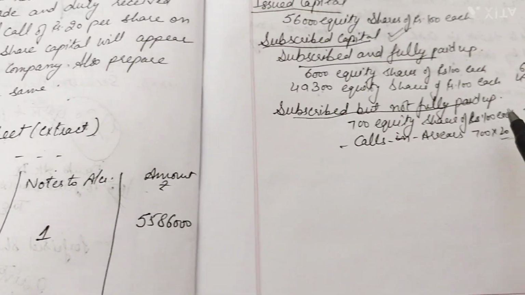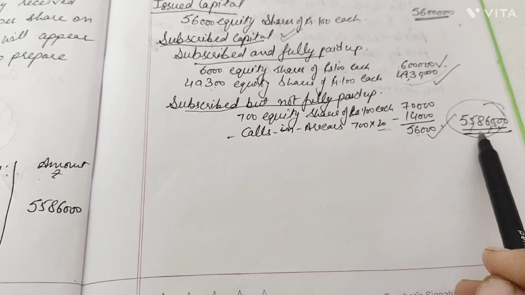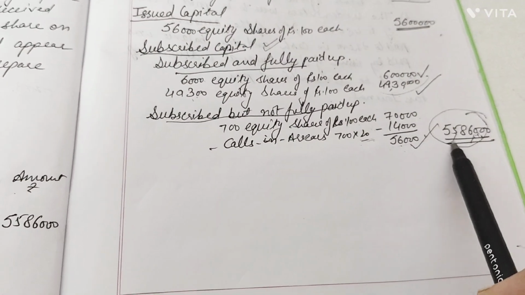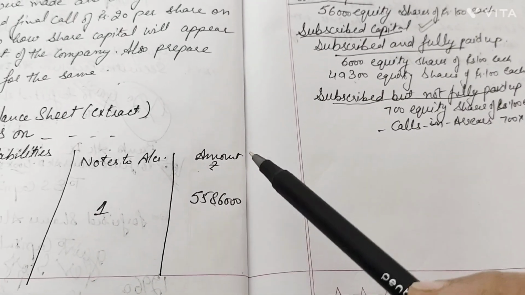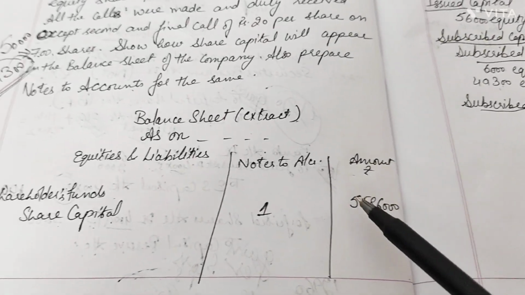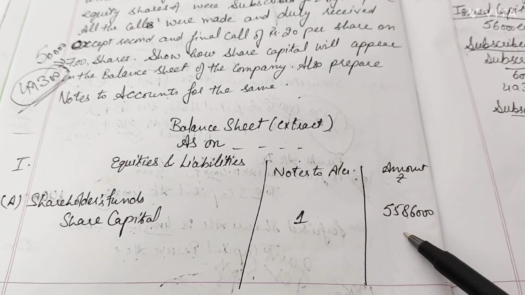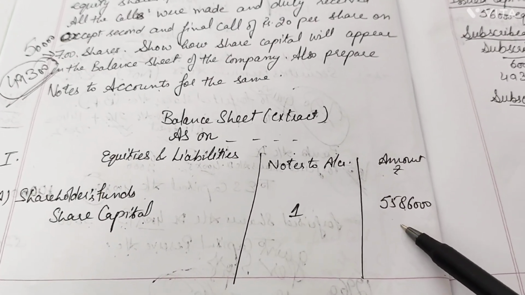And what was the value here? Subscribed and fully paid up capital, that was 55 lakh 86,000. That value is to be shown here in the balance sheet. Authorized and issued capital is never shown, right?